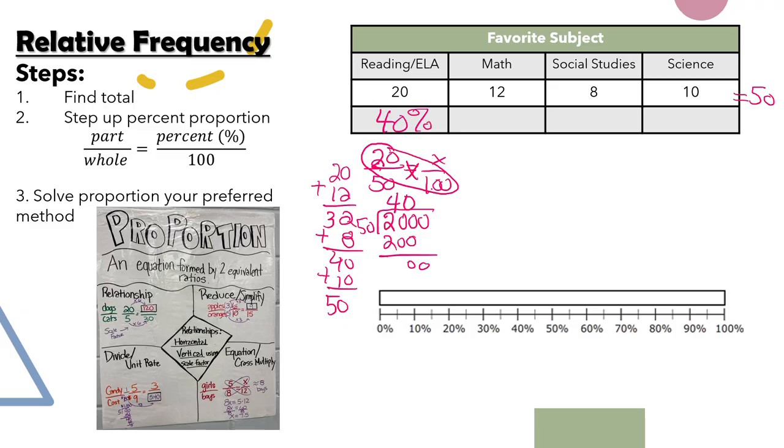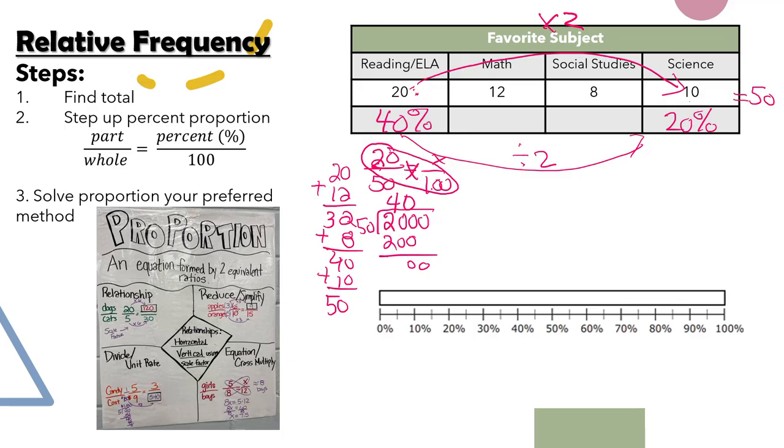I also want to look at this one so we can look for a relationship. I see a relationship between 20 and 10. I know that 10 times 2 would give me 20. So in this case, I can divide this by 2, and that's going to give me 20%. Let's go ahead and look at the next ones.